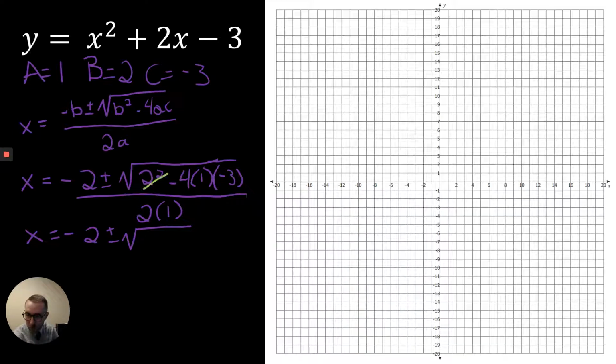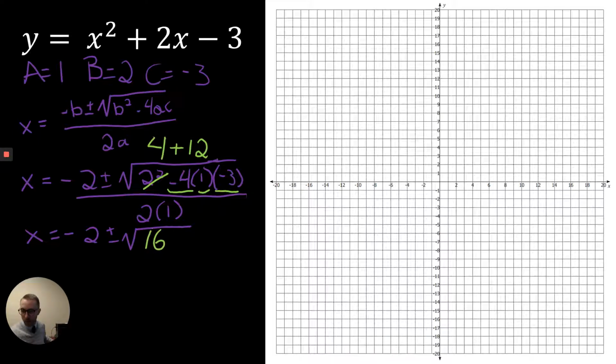Sorry, I have 2 squared. That's going to become 4. Here I have -4 times 1 times -3. That's going to become positive 12. -4 times -3 is positive 12. So I have 4 plus 12 on the inside here. So I'm going to put 16 on the inside of the square root bracket.